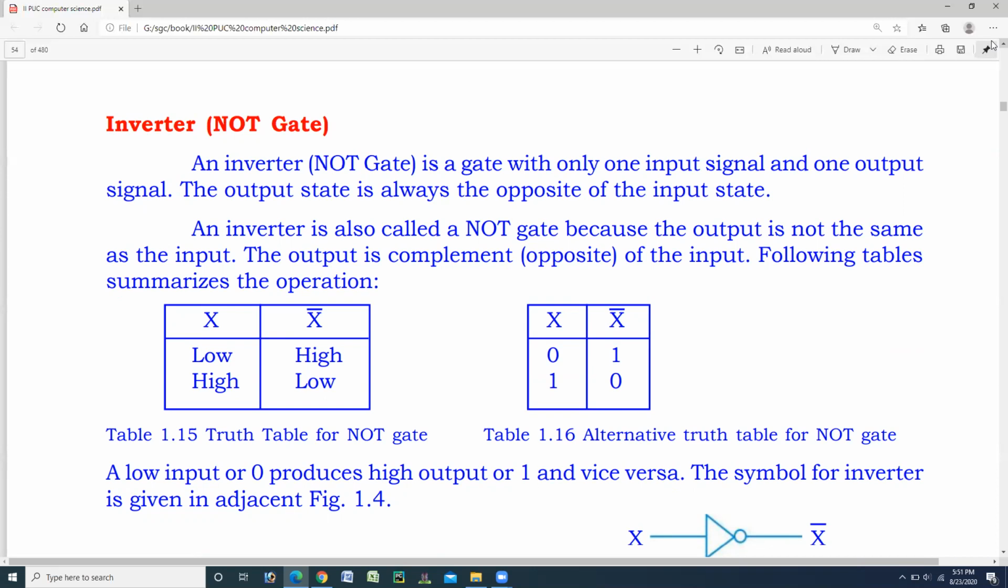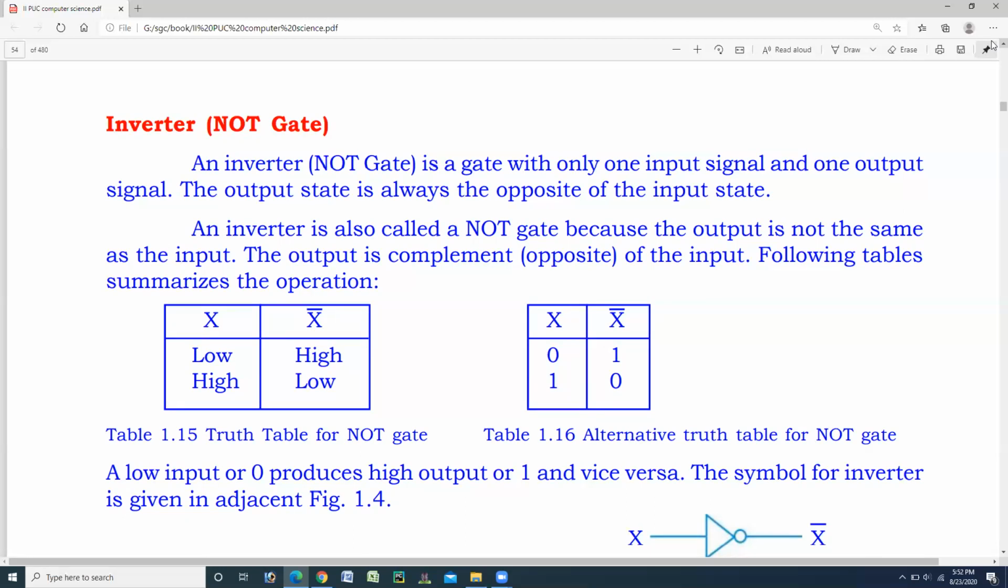An inverter is also called a NOT gate, or a NOT gate is also called an inverter, because the output is not the same as the input. Always the output is the reverse of the input. Suppose the input is low, the output is high. Suppose the input is high, the output is low. That's why this gate produces output as the complement of the given input.